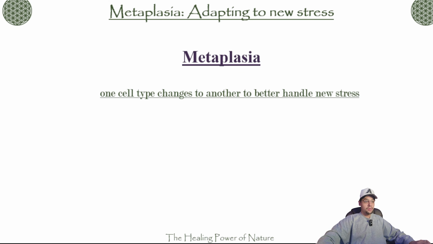Basically, they replace the old ones. This adaptation, while protective in the short term, can have significant long-term consequences if the stress persists. So metaplasia, generally speaking, is reversible, but if the stress persists long-term, it can be very detrimental to the body and actually can lead to cancer.